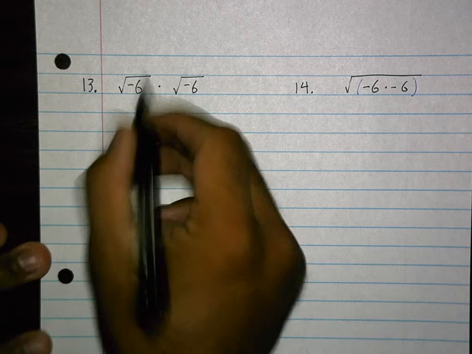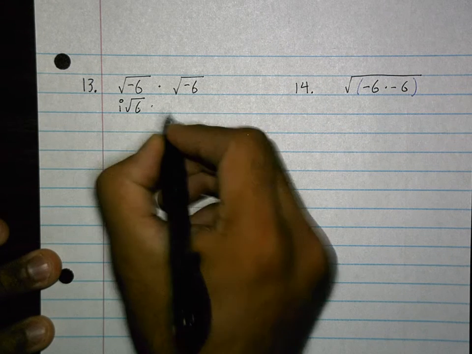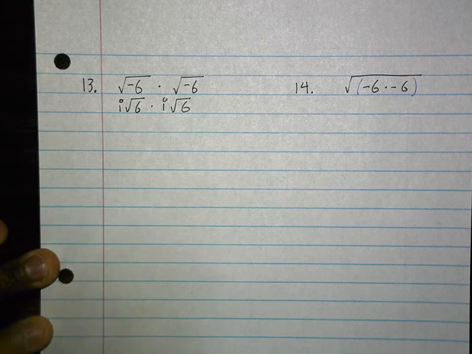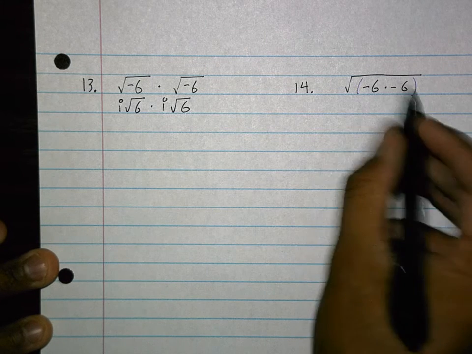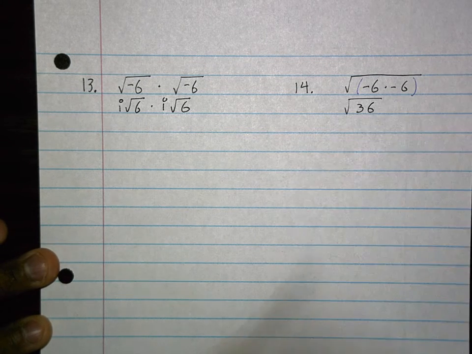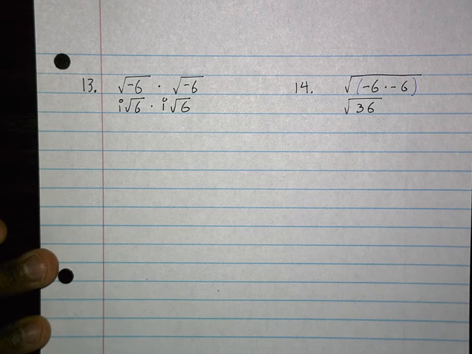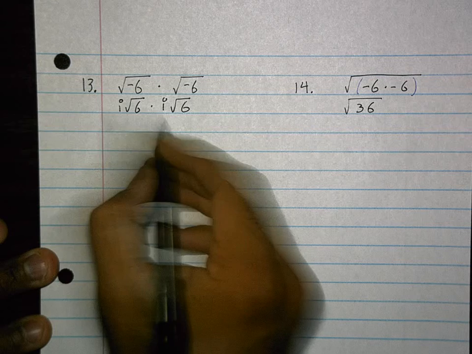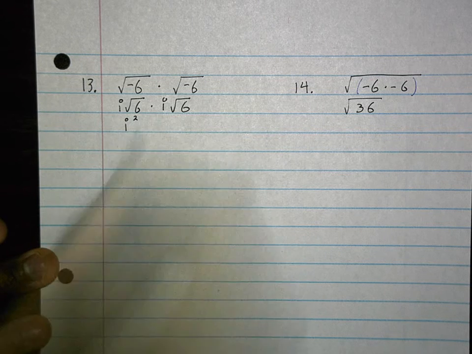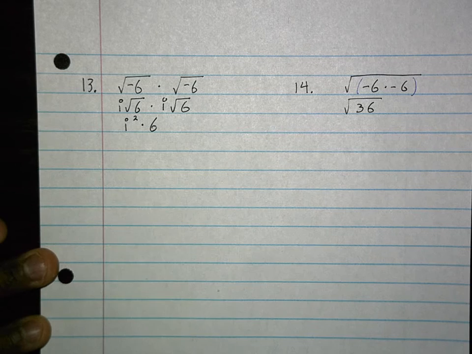So over here, I'm going to deal with the i first. So I'm going to say basically i root 6 times i root 6. Over here, since I have the parentheses, this is really going to turn into 36. I really have a positive number under there, because a negative times a negative is a positive. So now over here, i times i is i squared. Root 6 times root 6 is just 6.